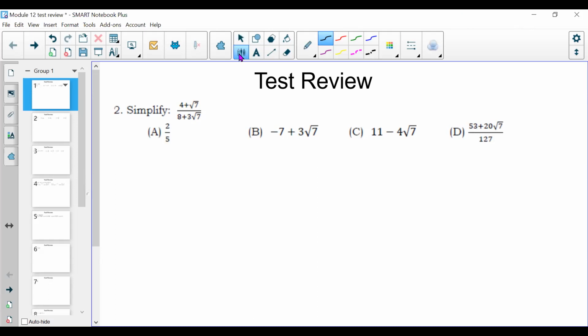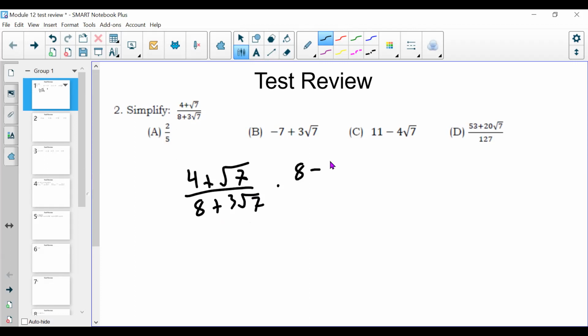So we're going to start with the test review on number 2. On number 2, what we need to do is simplify this expression. So I have 4 plus the square root of 7 all over 8 plus 3 root 7. I want to simplify it, and I'm going to do this by rationalizing this whole expression. So I don't want a root in the bottom.